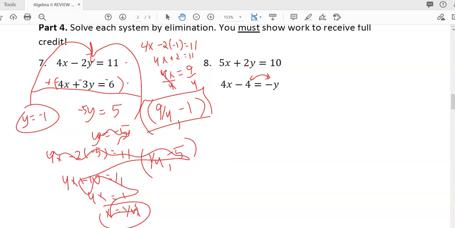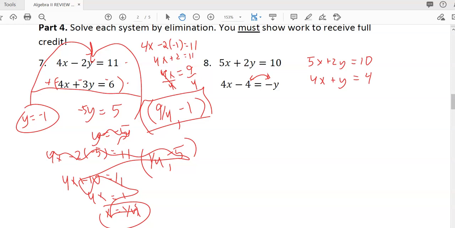So I need to add 4 to both sides, add y to both sides. So right then we'd get 5x plus 2y equals 10. Well, we didn't change anything there. But this will be 4x plus y, because I added y to both sides, equals positive 4, because I added 4 to both sides. Now we're getting somewhere.